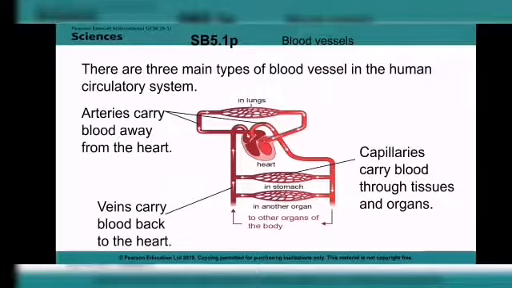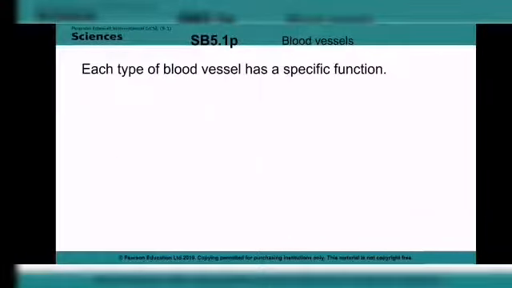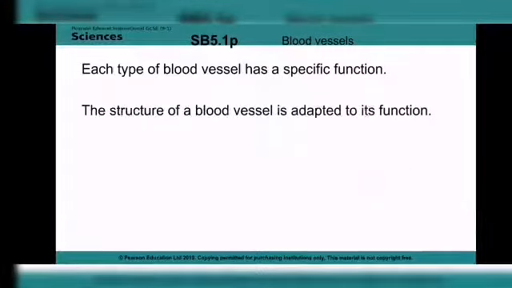Veins carry blood back to the heart from the organs. The blood in veins is under low pressure. It's not being pumped by the heart. But in arteries, the blood is under high pressure, so the wall must be able to stretch and recoil. Each type of blood vessel has a specific function, so the structure of a blood vessel is adapted to its function.